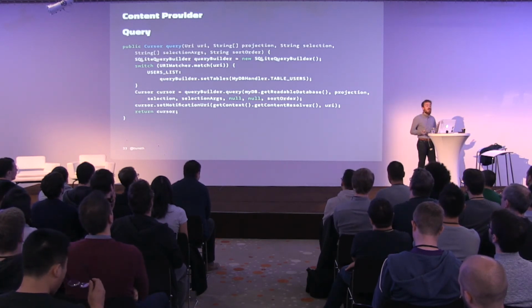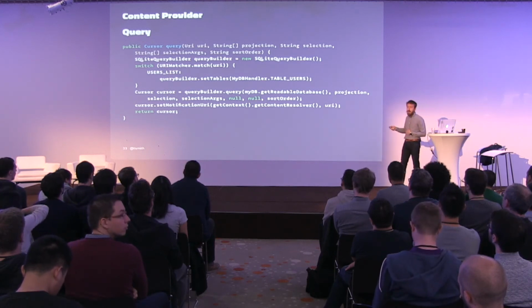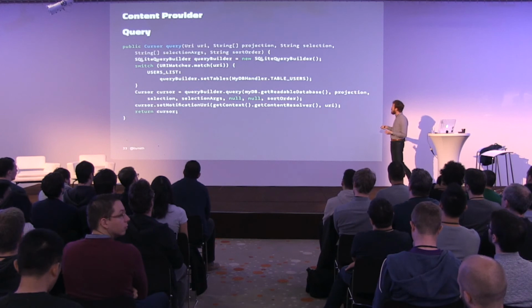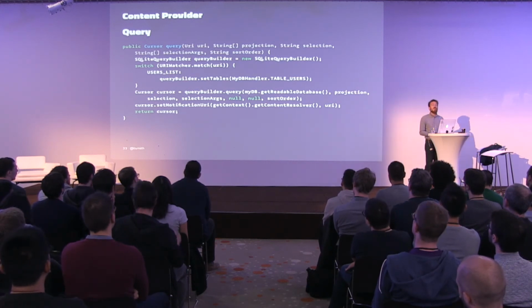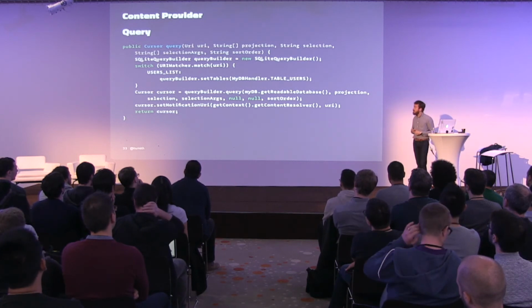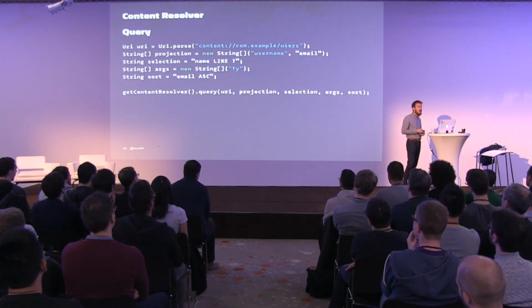We're specifying the users table. Now we're doing that explicitly on the regex matcher from the URI. If the ID was set, we would append that, and then we would query the SQL table and return that cursor to the user. Sorry, to the calling application. And then they could iterate on that and use it.